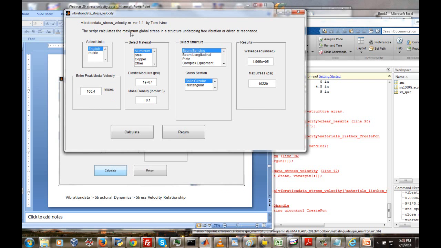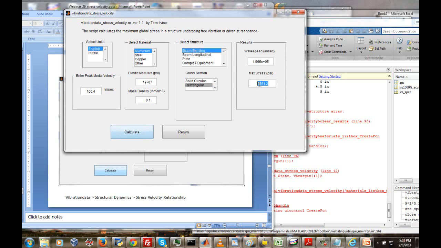This script calculates the maximum global stress in a structure undergoing free vibration or driven at resonance. So it's aluminum, it is beam bending. Here's where I made my error. We have a rectangular cross-section, not a solid circular one. And really, I don't mind making errors in front of you. I know it's embarrassing for me, but you might make some of the same errors.